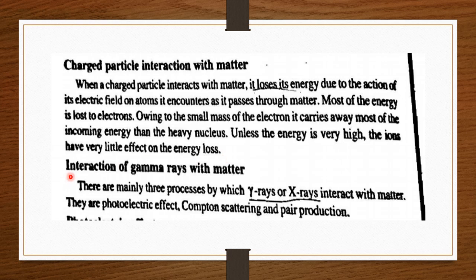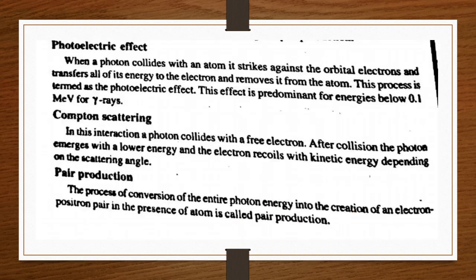Now, how is the interaction of gamma ray with matter? There are three main processes by which gamma rays or X-rays, these highly energetic radiations, interact with matter. This is our second category. They are of three types. First one is photoelectric effect, second is Compton scattering, and the third is pair production.